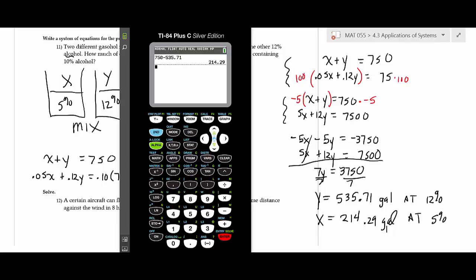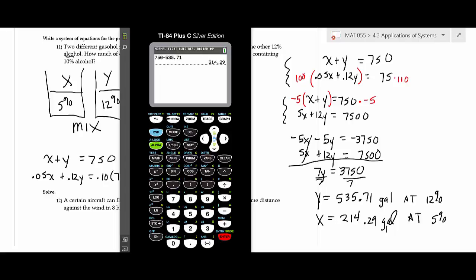Okay, see the equation would go 0.05 times x plus 0.12 times y equals 0.10 times 750. The second equation you're doing, you always have to do a percent of something, so 0.05x, 0.12y equals, and when you do 10% of 750, you get 75. That is your first equation. Your second equation is this. Now you need to just see if you eliminate.